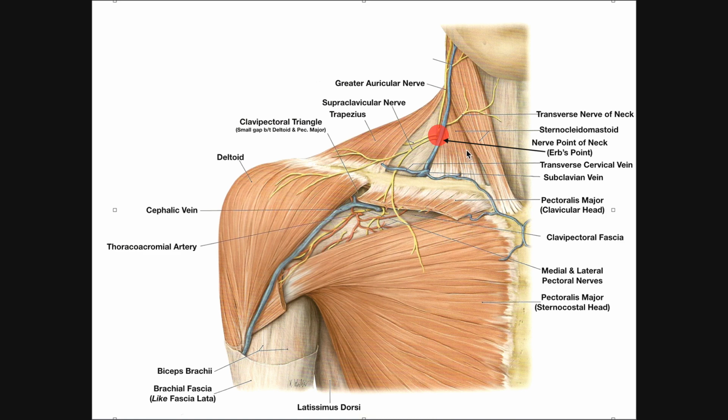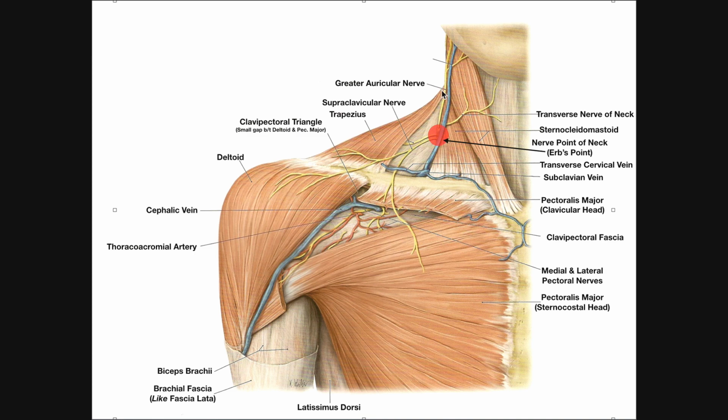Now if we look lateral to the clavicular head of the sternocleidomastoid, we have this point right here where you can see that a bunch of nerves are kind of exiting superficially and serving the superficial structures around the axilla and the neck. This is called the nerve point of the neck, also called Erb's point. And you can see several nerves originating from this. So they're coming from the deeper structures and then emerging superficially.